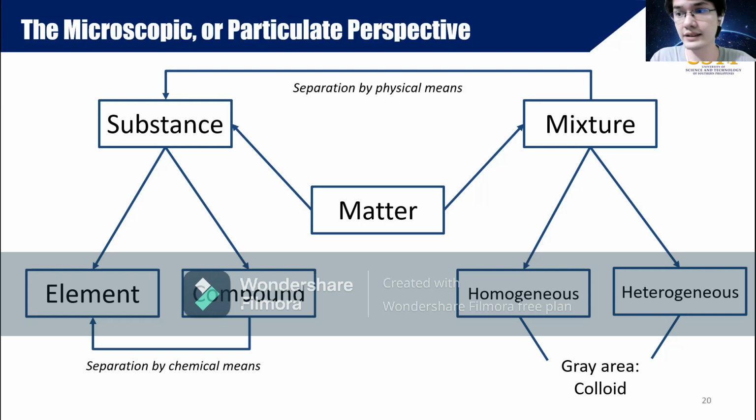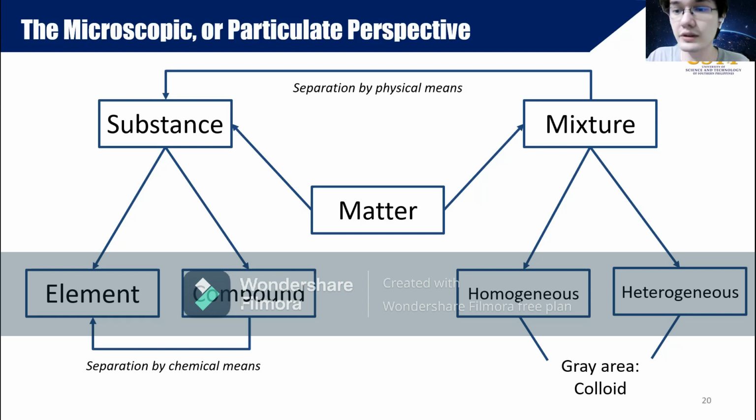A compound, on the other hand, is a substance that is composed of atoms of two or more elements chemically united in fixed proportions. So in other words, compounds are made by fusing elements together or bonding them together. And then you can separate an element from a compound through chemical means.